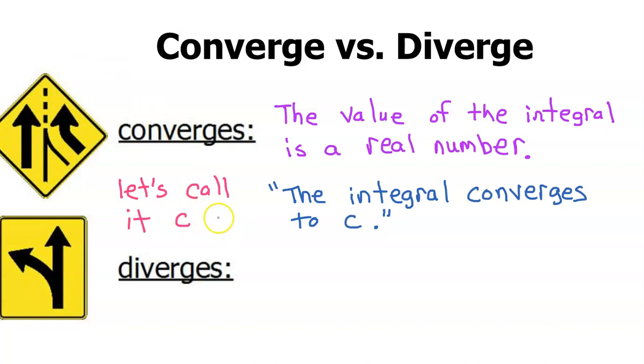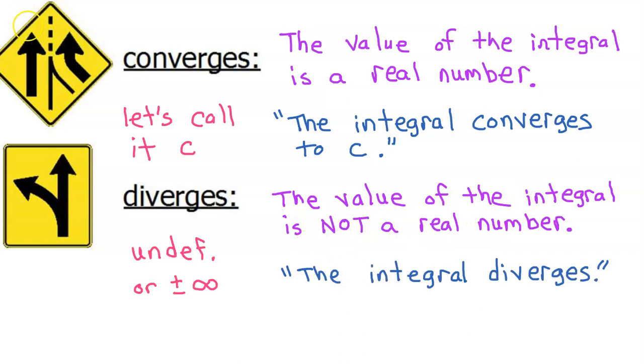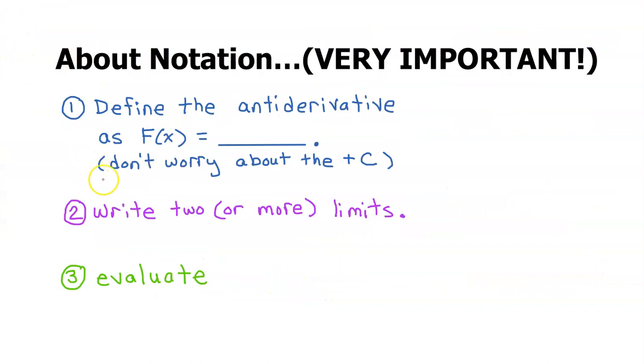Let's say the value of the integral turns out to be c. We would say the integral converges to c. An improper integral diverges if the value of the integral is not a real number. For example, if the value of the integral is undefined or some kind of infinity, we would say the integral diverges. Here are the 3 steps we will follow to evaluate improper integrals.